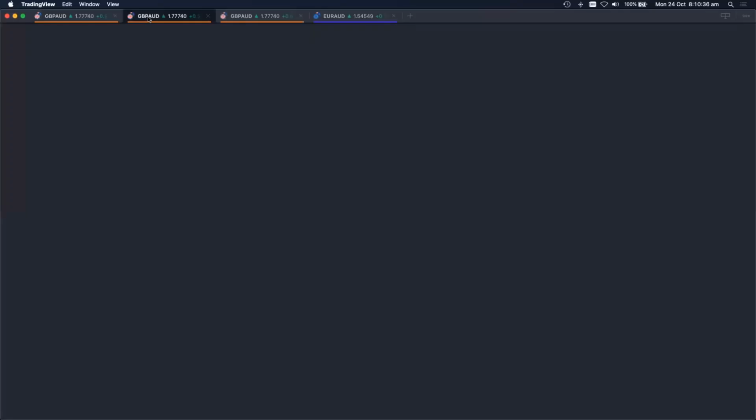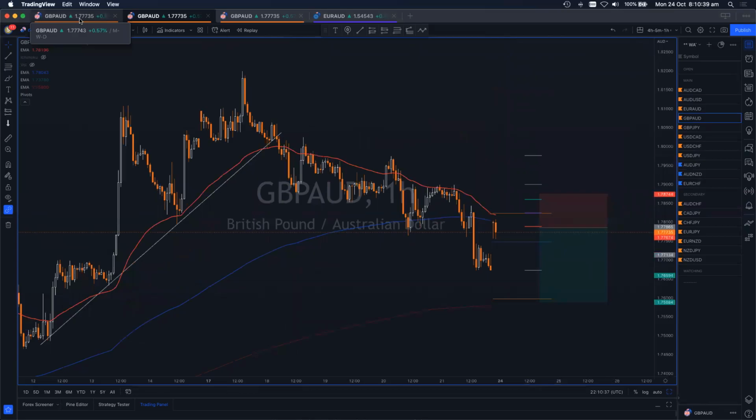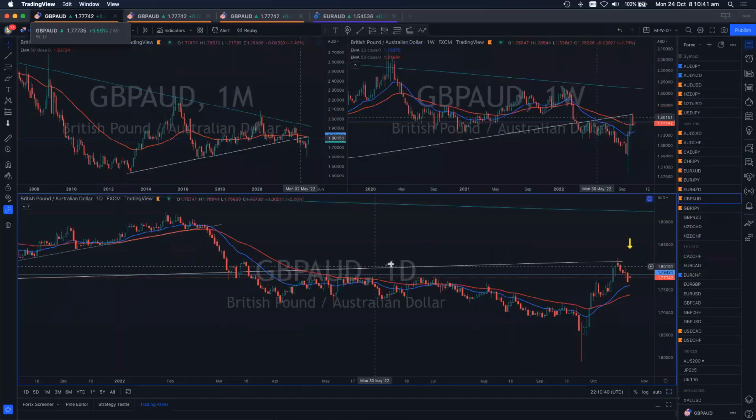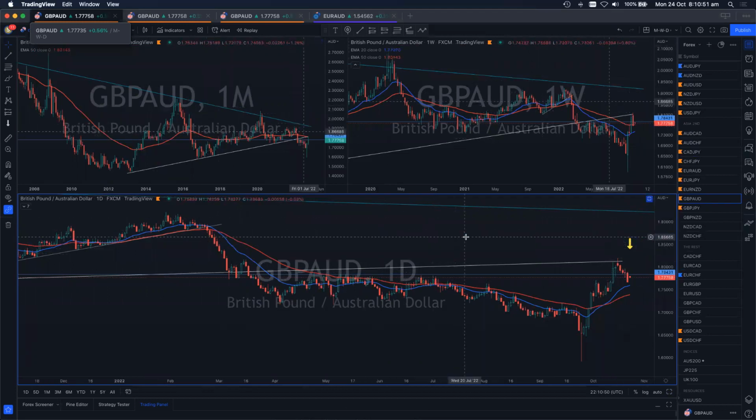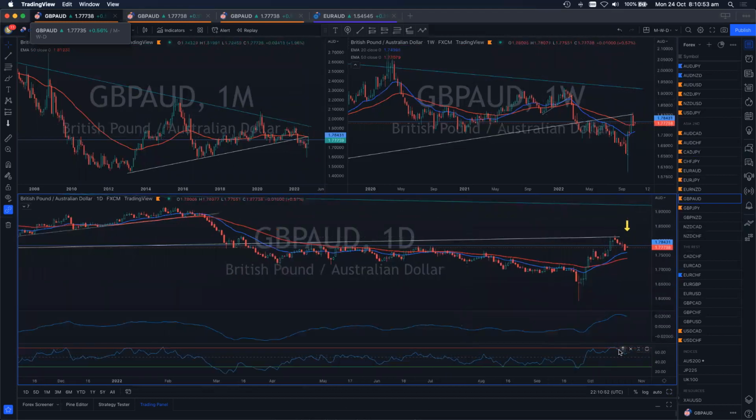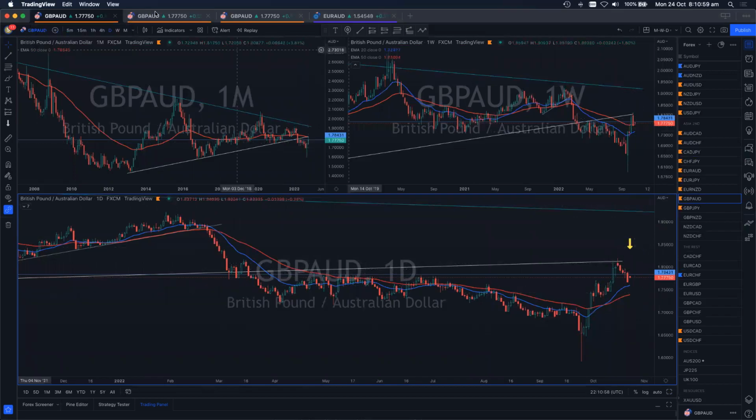No. Pound Aussie probably looks similar to Euro Aussie. Yeah, we got a trend line here, rejected strongly, and a nice bearish day on Friday. So looking like that might continue. Was it overbought? Yeah, it was overbought just into the red area up here when it touched this trend line. So it could be further pullback.